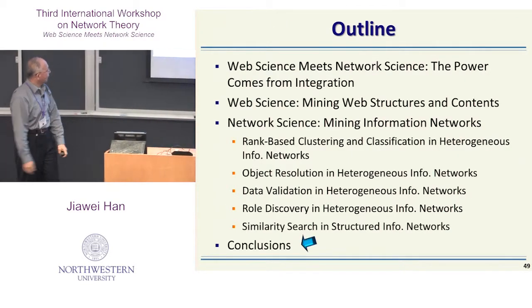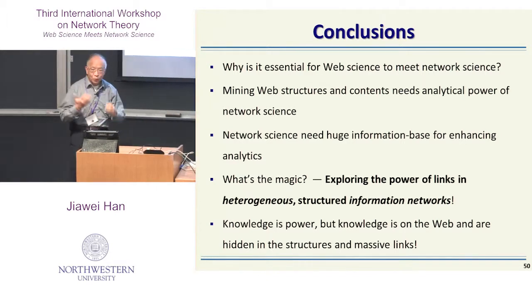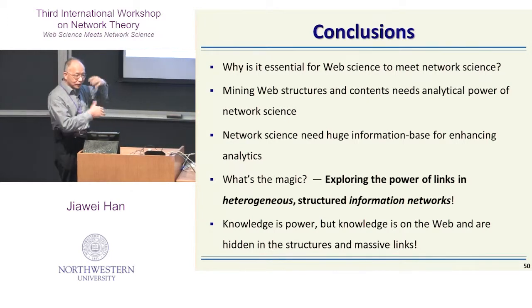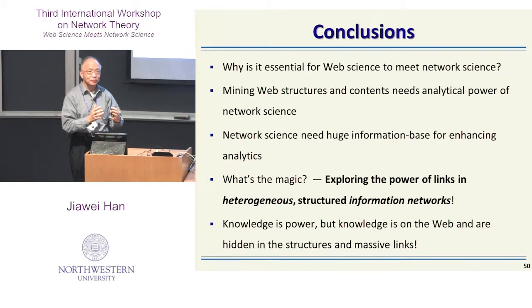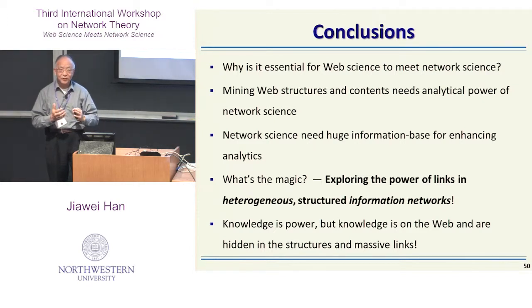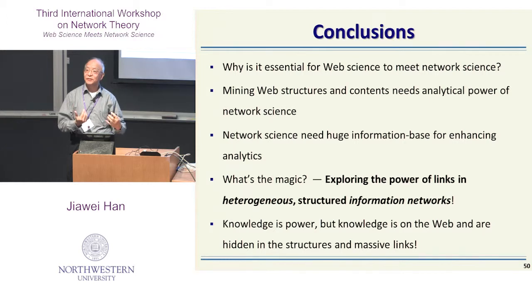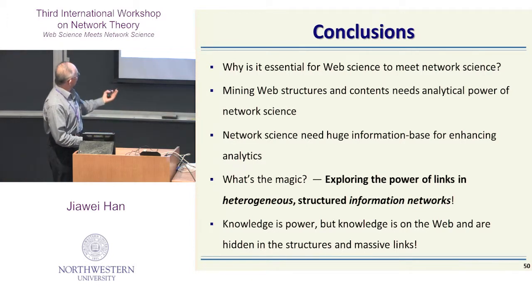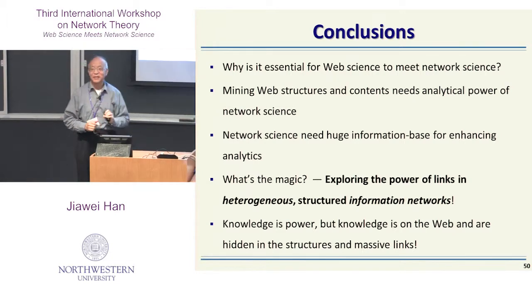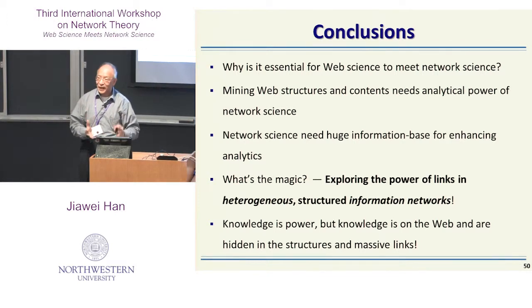So what I should conclude is that web science and network science can be linked together in many ways. This is what we are doing. We theoretically try to automatically mine the web and integrate it with a real database. For example, DBLP is a real database. When you integrate the web with the real database, lots of magic things can happen, because once you construct a network, it can infer itself, with lots of statistical collective behavior. Knowledge is power, but knowledge is not only on the web, it is also hidden in the structures and the massive links. So it really relies on us to mine it and finally get it out. So that's my talk.